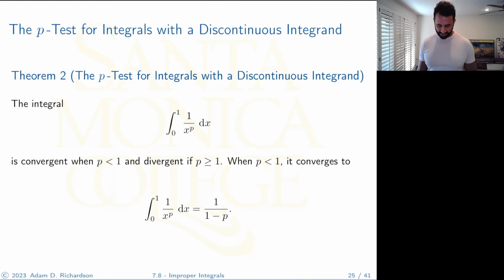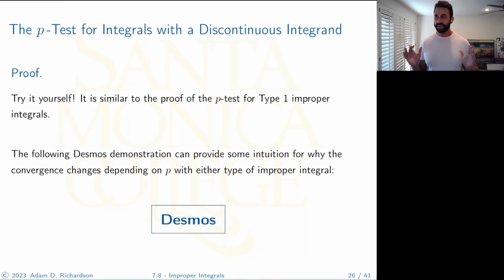Okay, so this is the result. The convergence relationship is reversed when you have this type of integral. For the proof, I recommend you try it yourself, so I'm not going to do the proof here. It is similar to the proof of the p-test for type 1 improper integrals. Just split it into three cases: when p is equal to 1, and when p is less than or greater than 1. But I've got a pretty nice Desmos demonstration here that can give you some intuition for why the convergence changes depending on p.